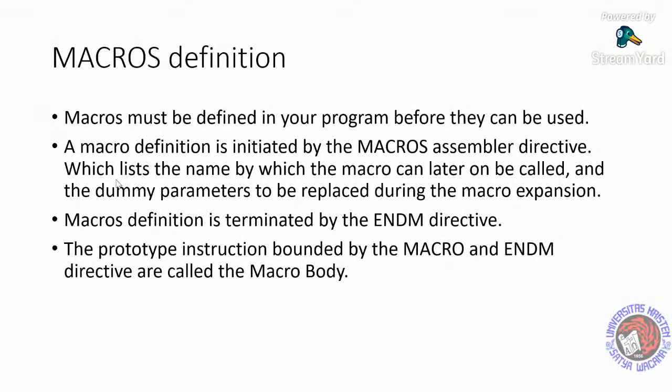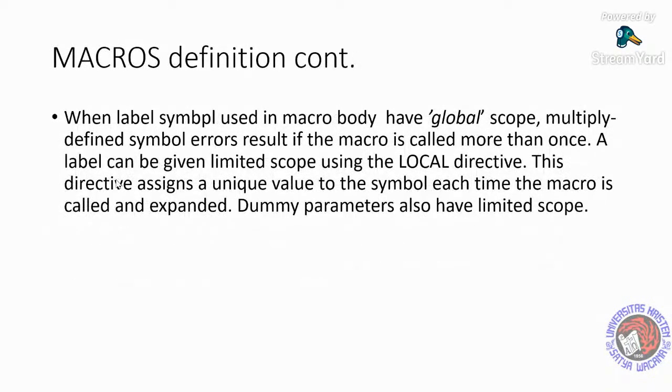A macro must be defined in the program first. Macro definition will be terminated by the ENDM directive. So the prototype instructions bounded by the macro and ENDM directives are called the macro body. When a label symbol used in the macro body has global scope, a multiply defined symbol error results if the macro is called more than once. A label can be given limited scope using the local directive. This directive assigns a unique value to the symbol each time the macro is called and expanded.